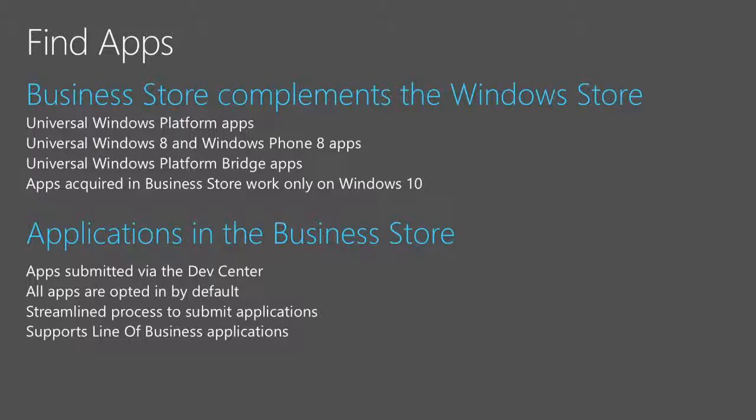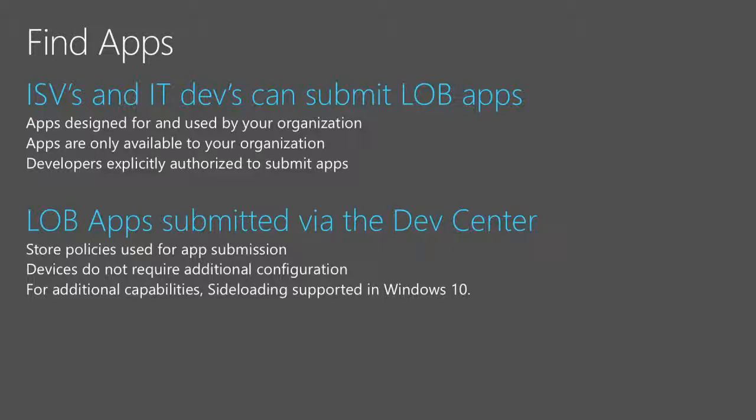And the final point is one of the new features that we're introducing with our business store: the ability to use that same process that any other ISV uses to submit line of business applications. Now, when we're talking about line of business applications, they're really applications that are developed by IT developers within your own organization. So if you have a custom app that does, let's just say, inventory management or something else, you can now, as an ISV or actually as an IT developer, submit an app the same way any other application is submitted through the store.